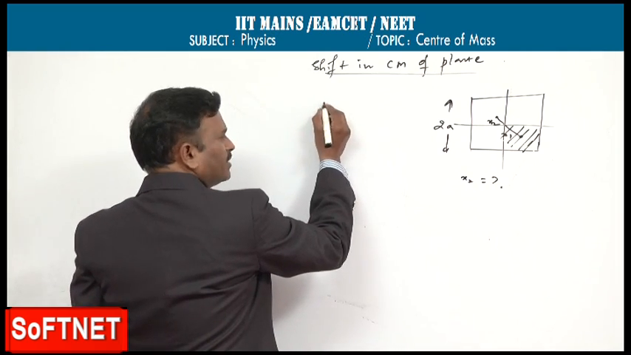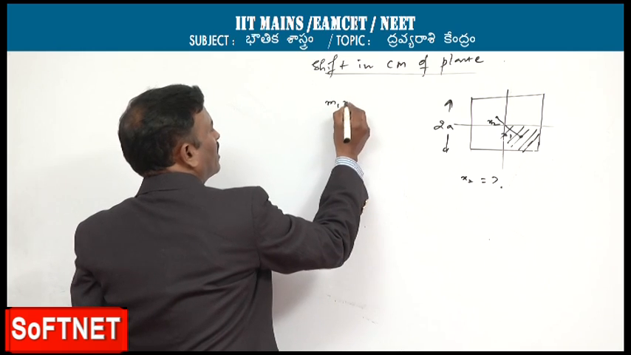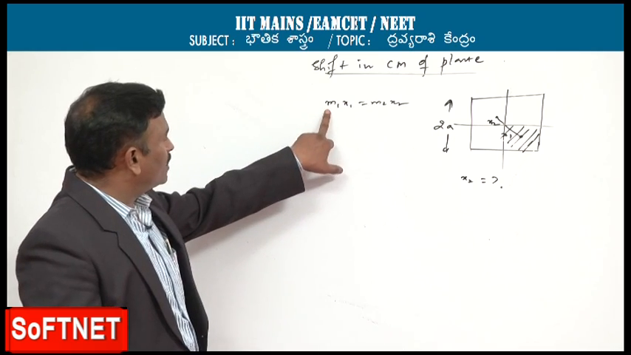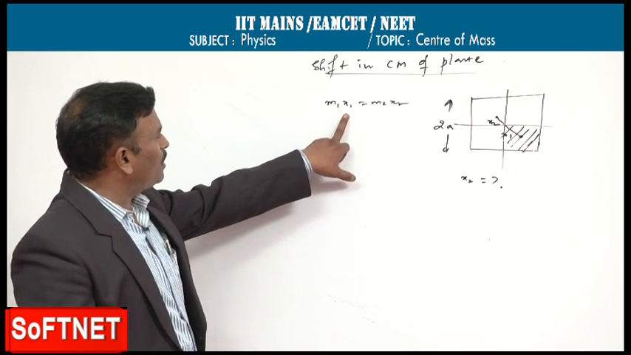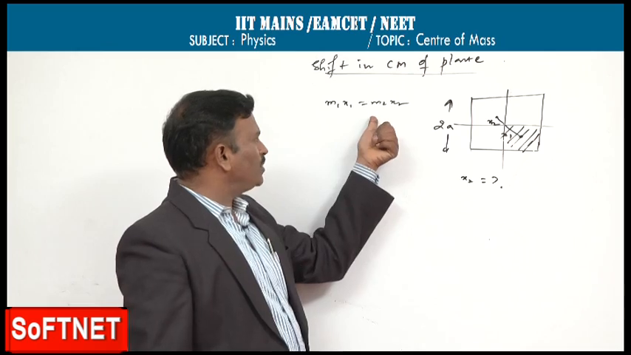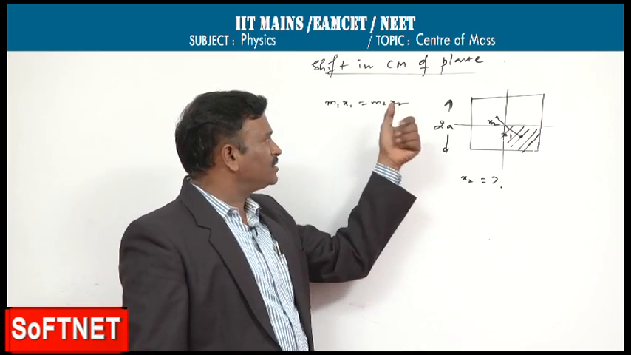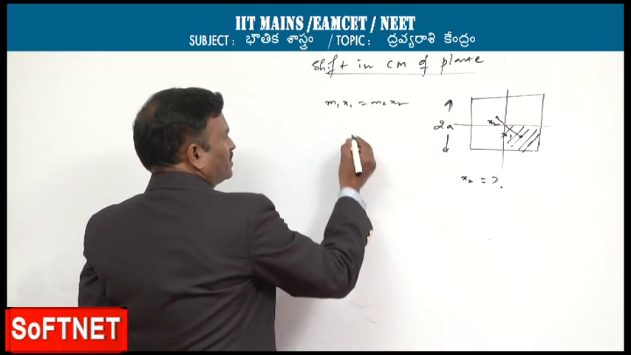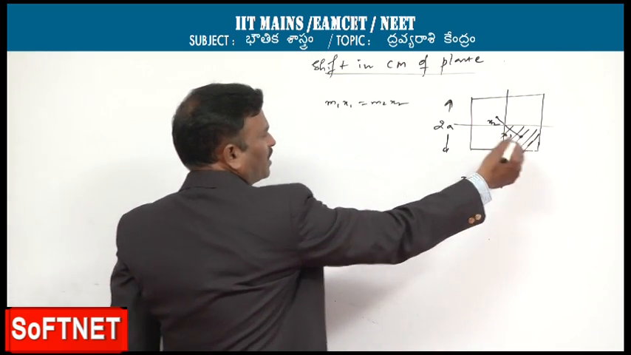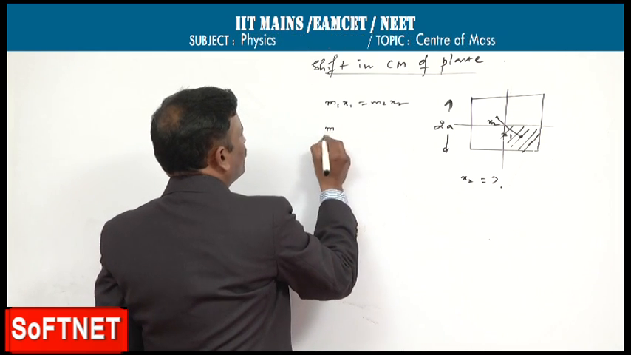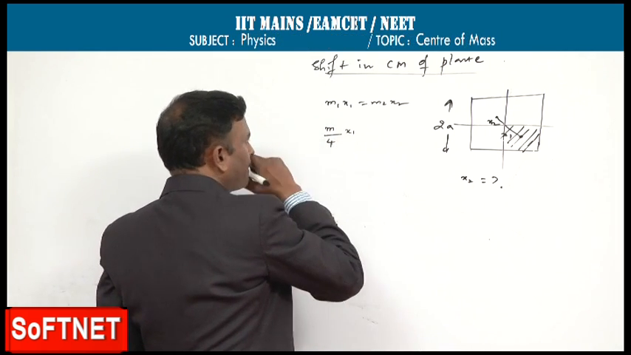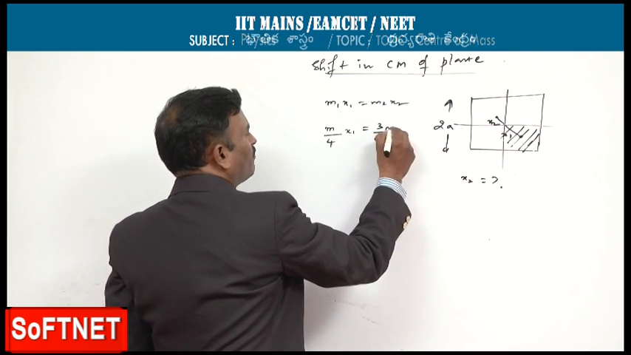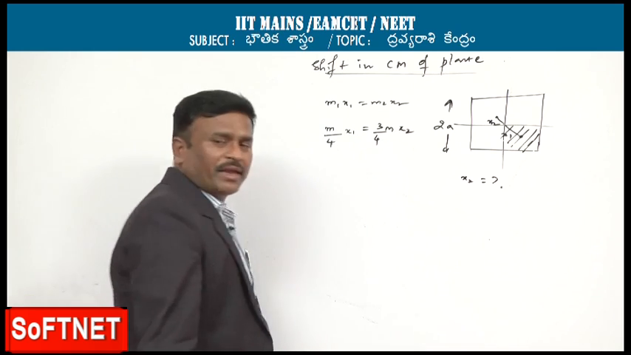Let us take the same formula, m1 x1 is equal to m2 x2. m1 is the removed mass, x1 is the position of the removed mass, m2 is the remaining mass, and x2 is the shift in center of mass. How much mass are we removing? The mass removed is m by 4. How much remaining mass is there? 3 by 4 of m, 75% of the mass remains.